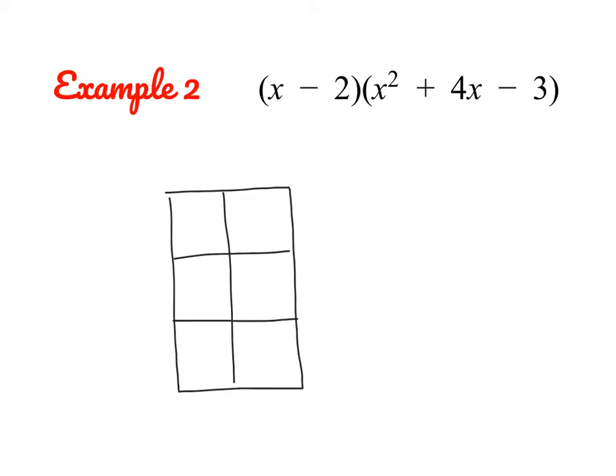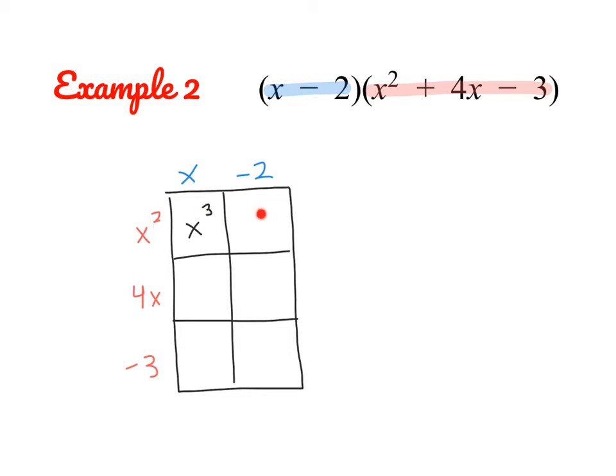So my 2 spaces is going to go with my binomial. So we have x and negative 2. And my 3 spaces is going to go with my trinomial. So we have x squared, positive 4x, and negative 3. So in this box, I have x squared times x, which is x cubed. Remember, another way we learned to multiply terms is to add the exponents. 2 plus 1 is 3.